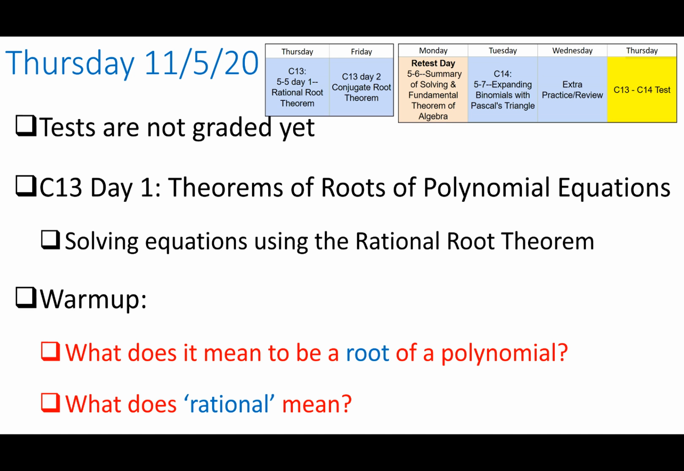What does it mean to be a root of a polynomial? Landon wants to close your Chromebook, Anna, we close your Chromebook. What does it mean to be a root of a polynomial? So I touched on this, I think, last week. And I said we're going to get to this a little bit more, but I specifically used the term root.